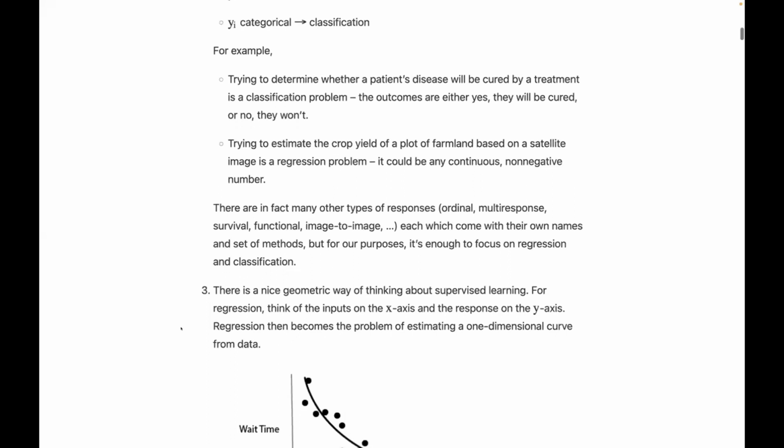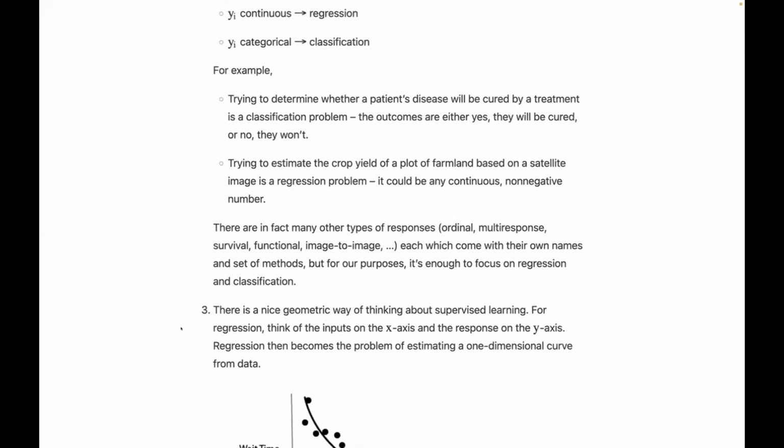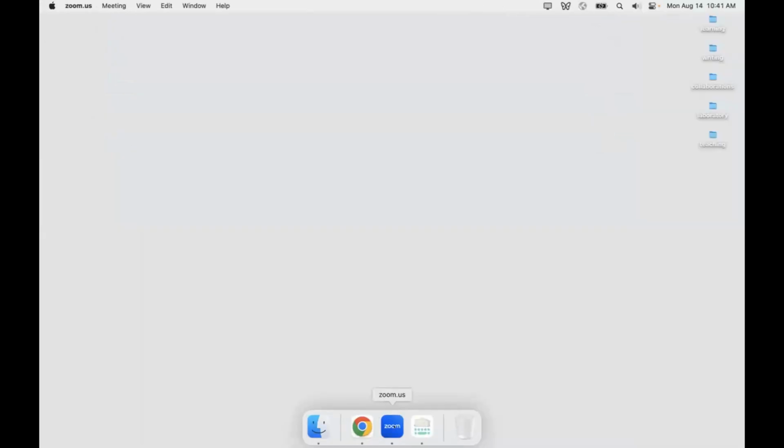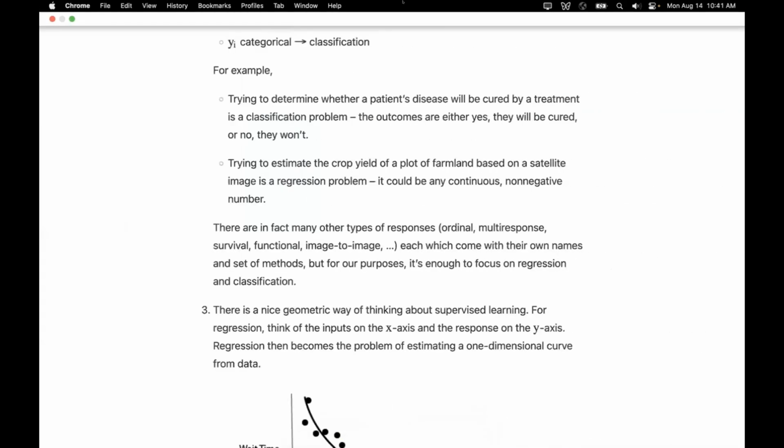Before getting to the next point, are there any questions? I'd like this to be as interactive as possible.